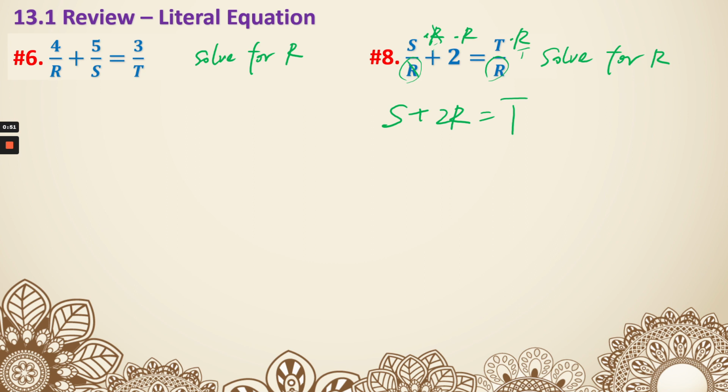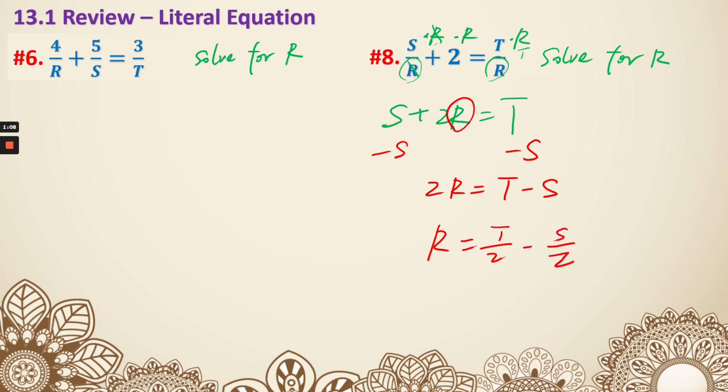Then now we're just solving for R, which means try to get R by itself, which is a lot easier. So just subtract S on both sides, then we are left with 2R equals T minus S. Then we just need to divide both sides by 2. Some will ask you to divide together by 2, or some will ask you to divide separately. That depends on the format of the question, and that's it for question number 8.